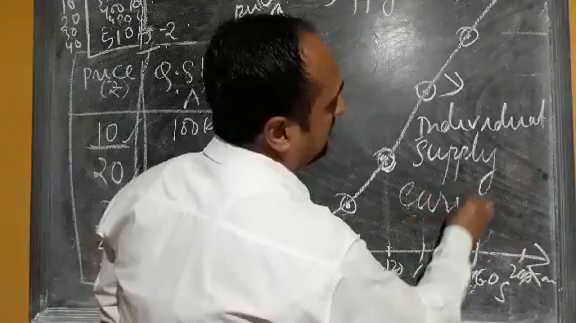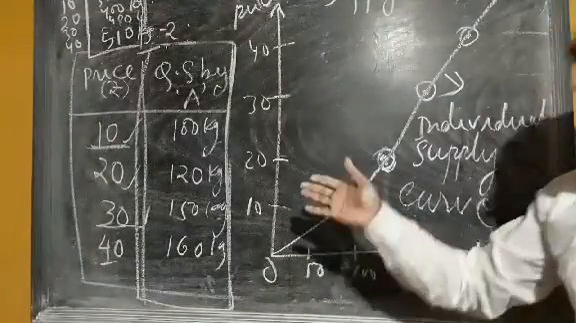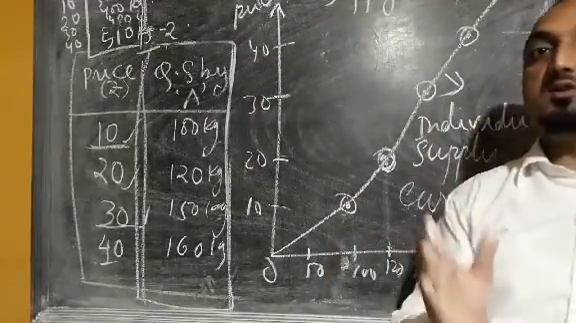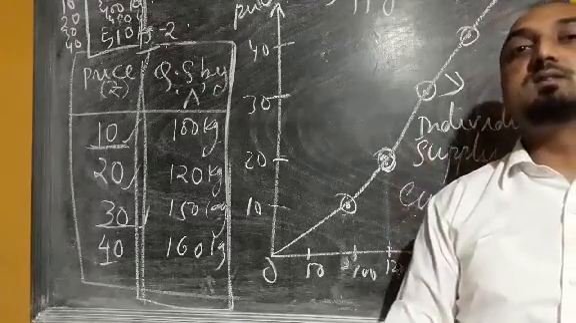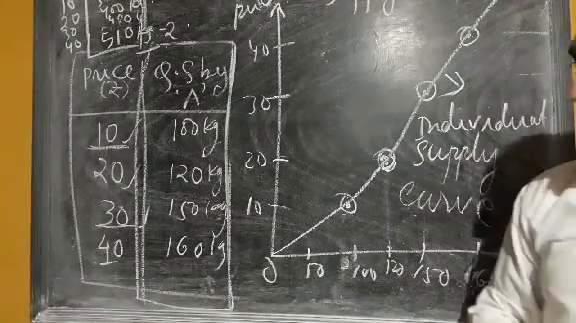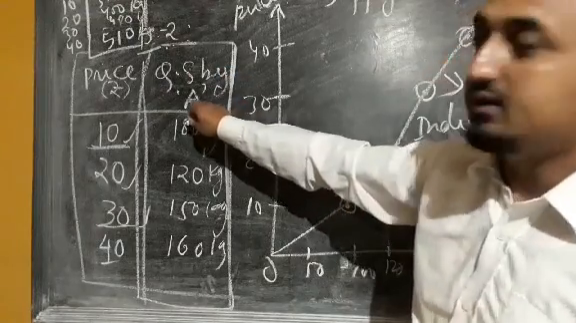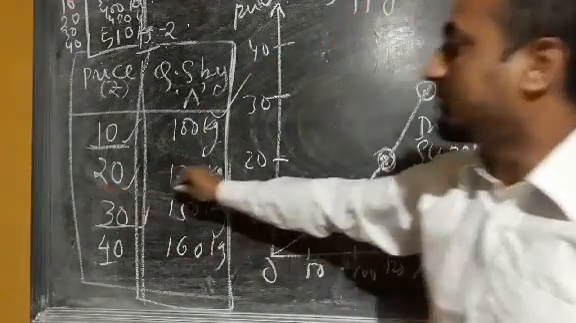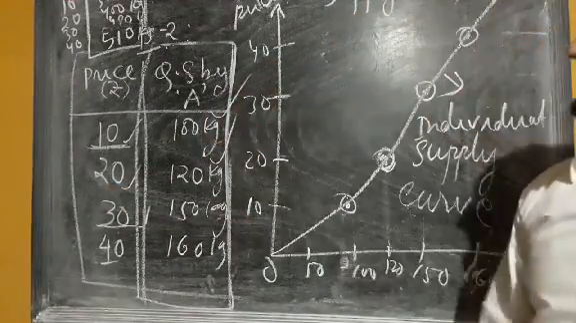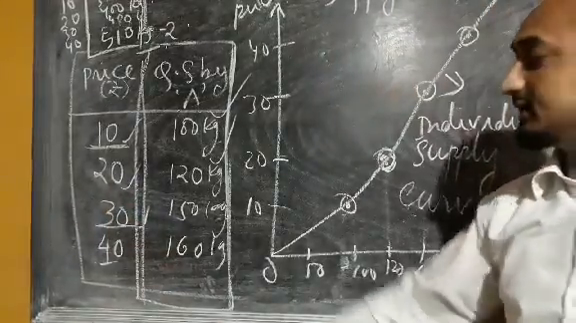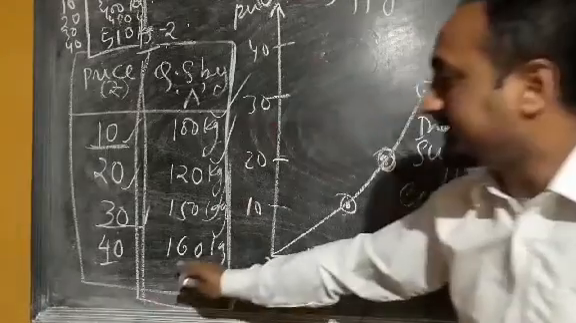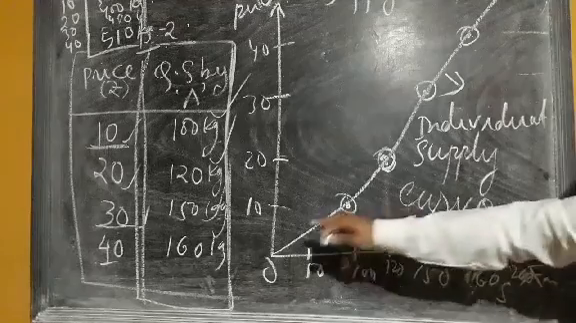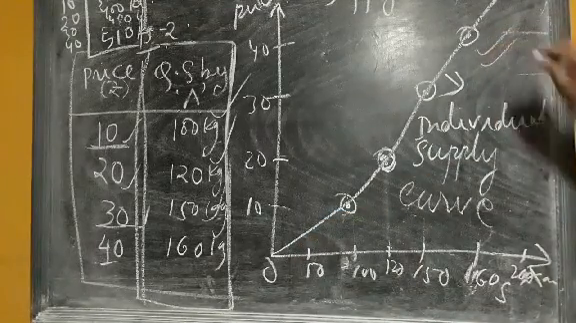supply curve. Okay, so once again see how to derive the individual supply curve. In order to derive it, we have to consider the quantity supplied by only one producer. So here I have considered the quantity supplied by producer A. At price 10, quantity supplied by producer A is 100 kg. At price 20, it is 120 kg. At price 30, quantity supply is 150 kg. At price 40, quantity supply is 160 kg. So I have plotted the given information in the graph, and we have derived a curve that will be your individual supply curve.